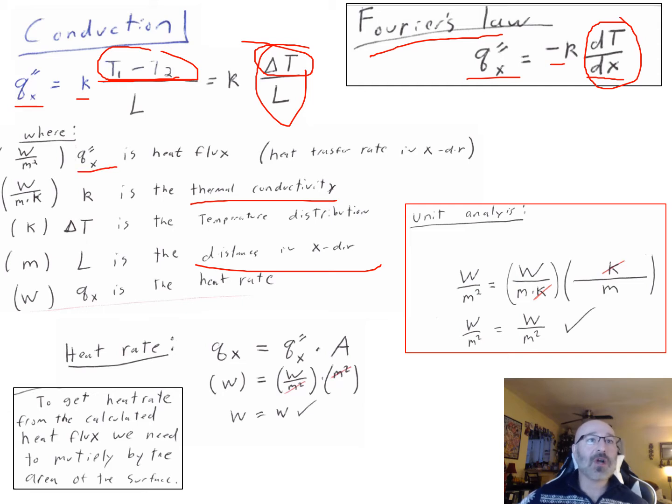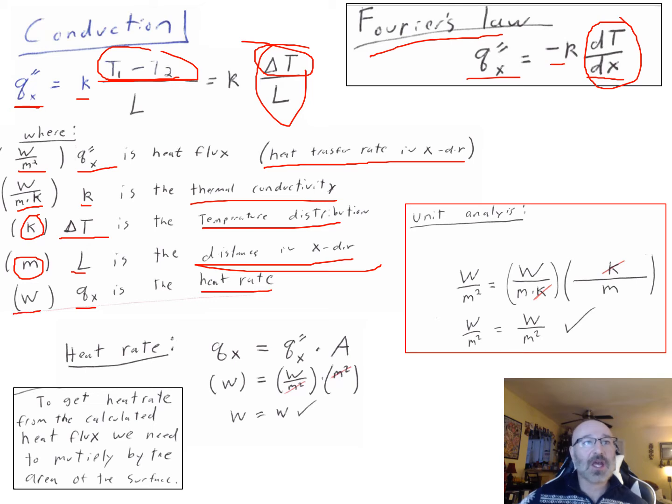We have our heat flux here, our qx double prime. This is the heat transfer rate in our x direction here. This is going to be in units of watts per meter squared. Our K being our thermal conductivity in units of watts per meter Kelvin. Our delta T here is our temperature distribution, units here of Kelvin. And our L is our distance in our x direction here in units of meters for this case. And Qx is the heat rate in units of watts.